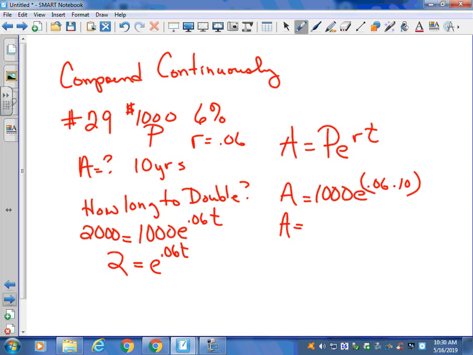So instead of going through all that process of trying to divide by the 1,000 to get the 2, just set the E to the RT power equal to 2 if you want to double. If you're going to do triple, you can set it equal to 3 and so on. All right.